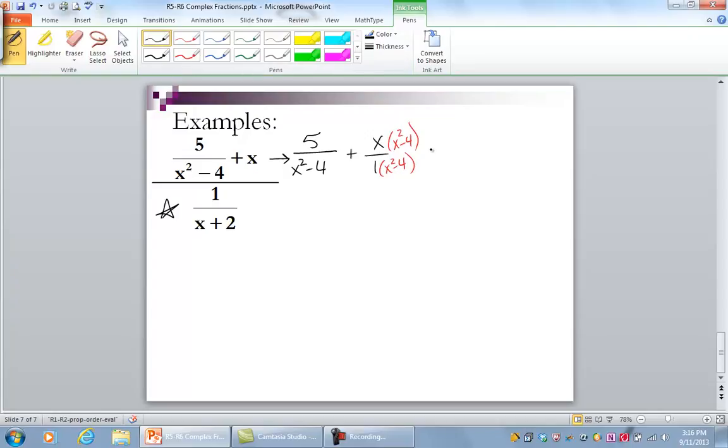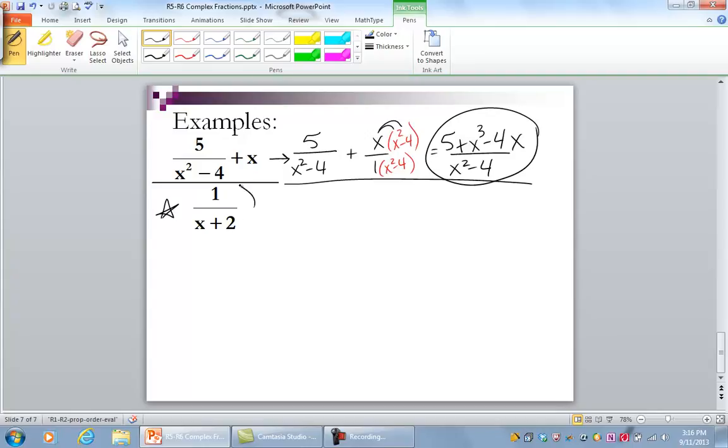Okay, so now my denominator is x squared minus 4, and the top is something really ugly, so it's 5 plus, and now we have to distribute this x, so we get x to the third minus 4x. That is something really ugly and really strange, but that's the top. We're not going to discriminate. And then we have all the stuff on the bottom. So here's my numerator, here's my denominator. Now let's flip and multiply.